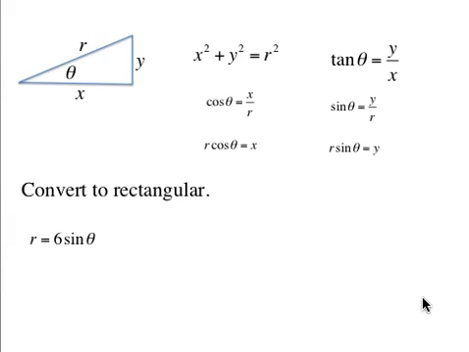How about r equals 6 sine theta? Can we convert that to rectangular? Well, we've got to look at what we're given up here. I know r squared is x squared plus y squared, and I know r sine theta is y, and that's going to be our strategy. We're going to multiply both sides of this by r. So we get r squared equals 6r sine theta. What is r squared? R squared is x squared plus y squared. What is 6r sine theta? That's just 6y. So the equation becomes x squared plus y squared equals 6y. And that will conclude this lesson.